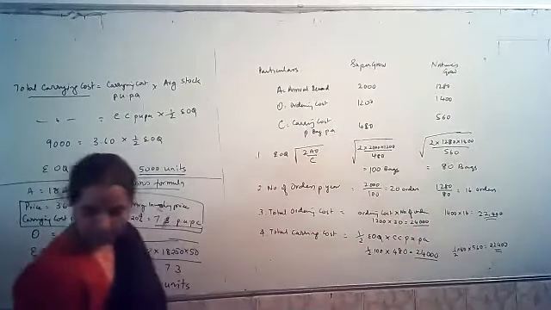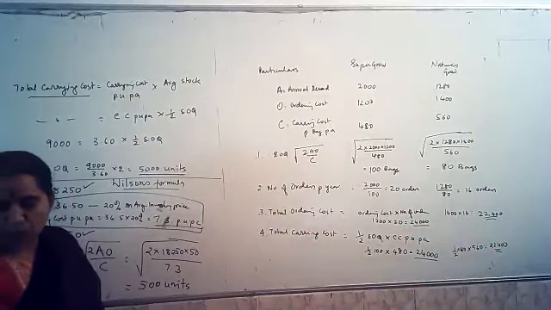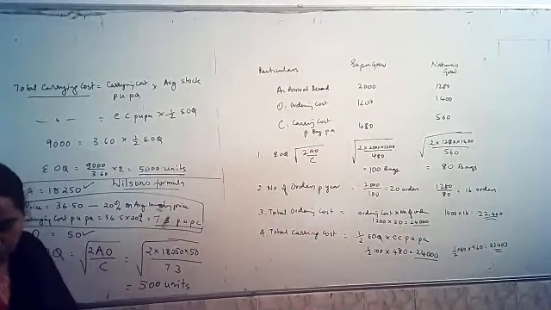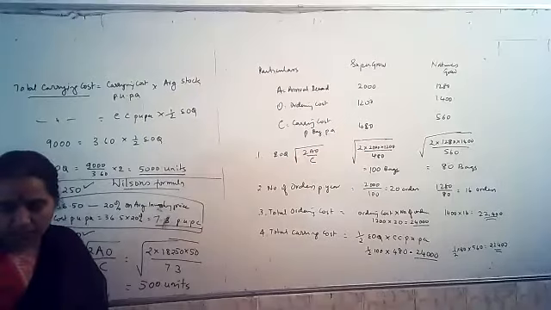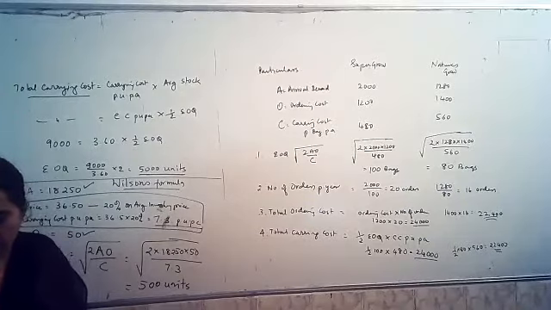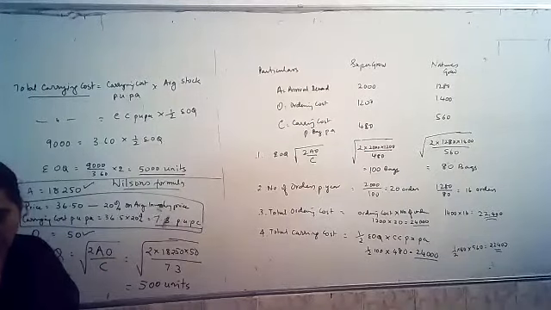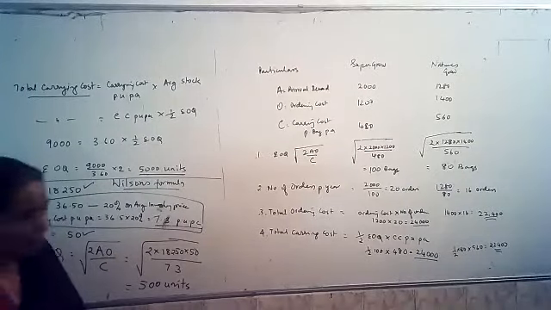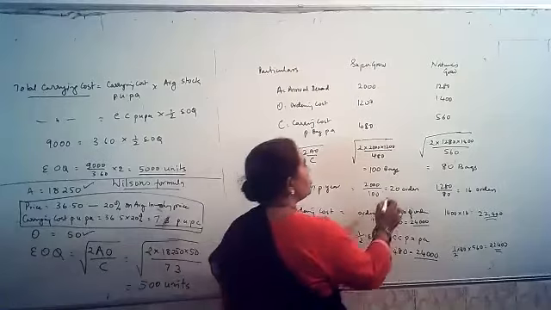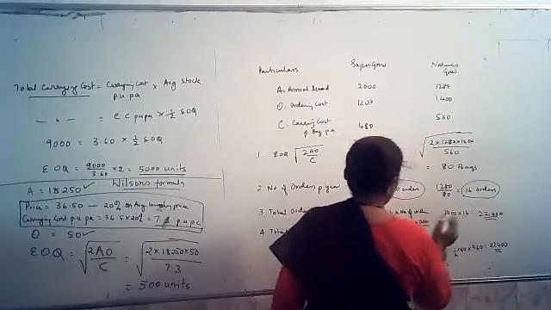Next question is, for the EOQ, compute the number of deliveries per year for Super Grow and Nature's Own. For the EOQ, compute the number of deliveries per year. Number of deliveries per year you have already found out. Your ordering cost, number of orders. These are the number of deliveries. And this is the total.